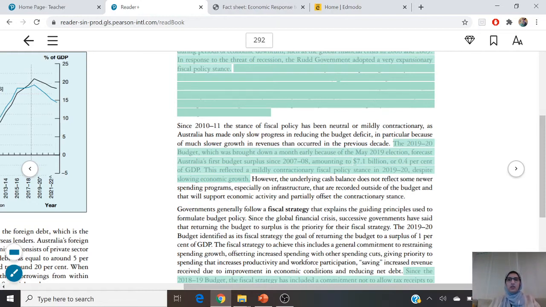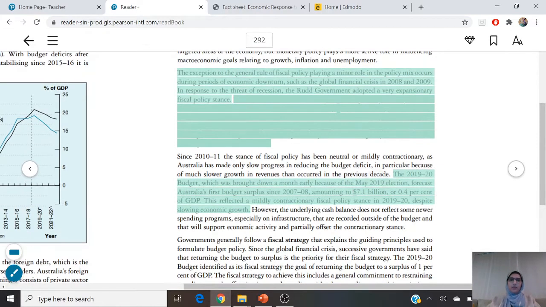Now, to the 2019-2020 budget. The 2019 budget, which was brought down a month early because of the May election, forecasted Australia's first big surplus since 2007, amounting to $7.1 billion or 0.4% of GDP. You guys need to write this down as well, that we had a budget surplus, but it was only 0.4% of GDP. This reflected a mildly contractionary fiscal policy stance in 2019-2020, despite slowing economic growth.